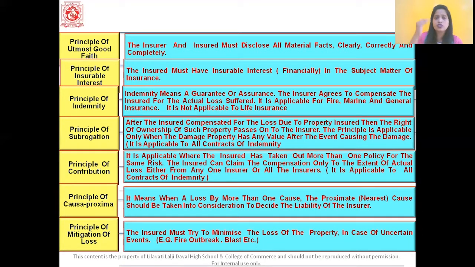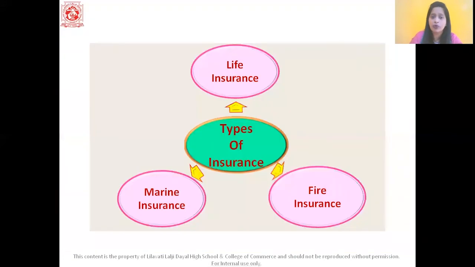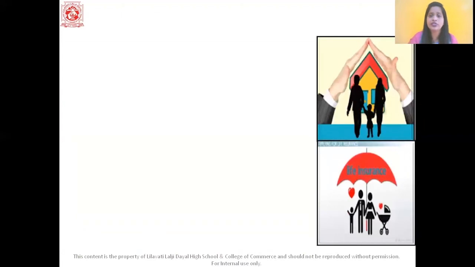So students, just have a quick recap on principles of insurance: principle of utmost good faith, principle of insurable interest, principle of indemnity, principle of subrogation, principle of contribution, principle of causa proxima, and principle of mitigation of loss. Now, students, let us see the types of insurance. There are 3 types of insurance: life, marine, fire. Let us now understand each insurance in detail.